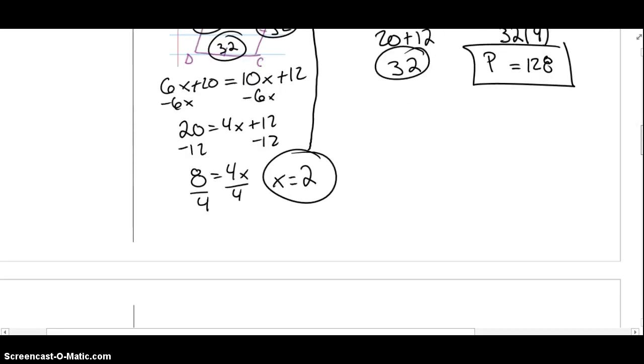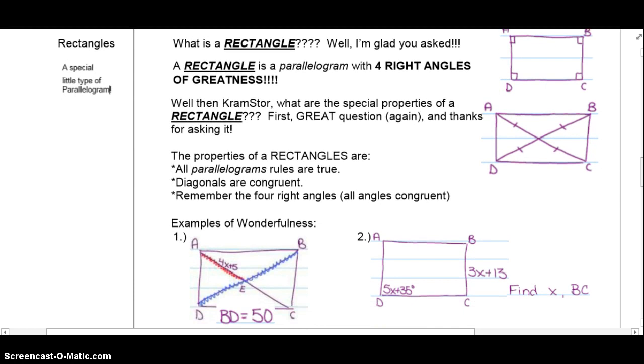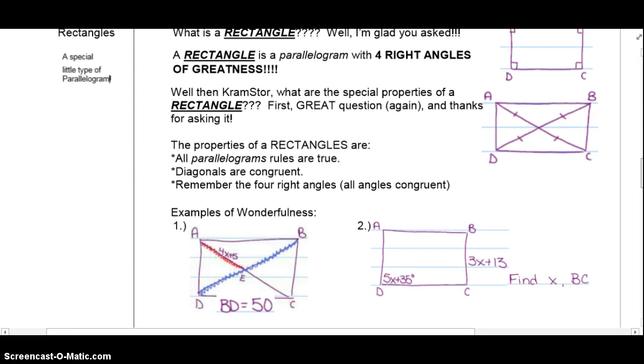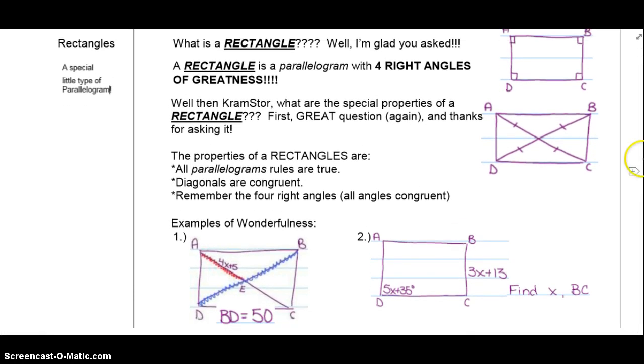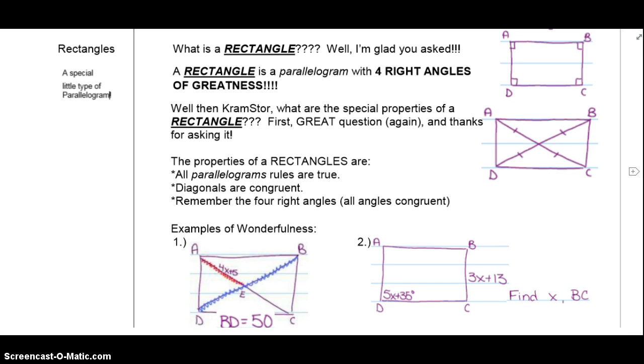All right, let's move on to the next guy that we have here, the rectangle. The rectangle is a pretty famous piece of geometry, as you probably all know. If I gave you a rectangle, you could probably point it out. The thing is we have to know what the main properties are for a rectangle. We all know what they look like. However, a rectangle's special ability is that it has 4 right angles of greatness. That is essentially its mutant power, or its superpower. Well, it also has a few other things that we have to take a look at as well.